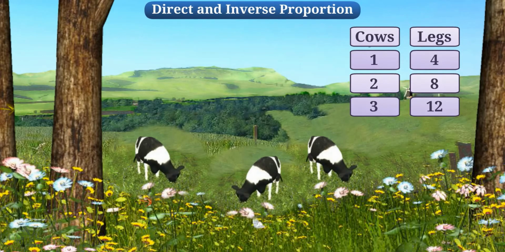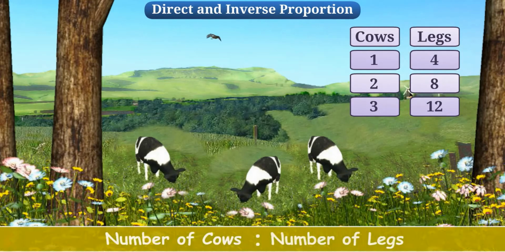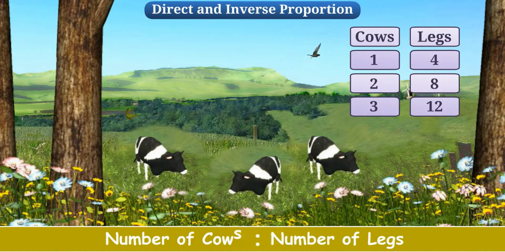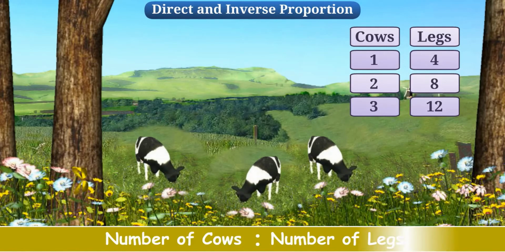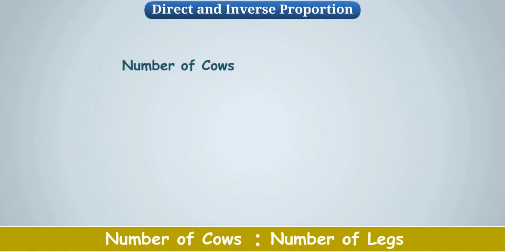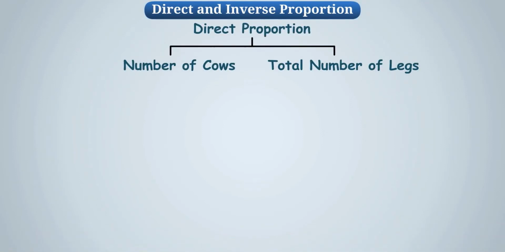Here we see that as the number of cows increases, the total number of legs also increases in such a manner that the ratio of number of cows to the number of legs remains constant. We say that the number of cows and total number of legs are in direct proportion. Let's write the number of cows with letter X and total number of legs by letter Y. Then we can say that X is in direct proportion with Y. It is represented as X directly proportional to Y.